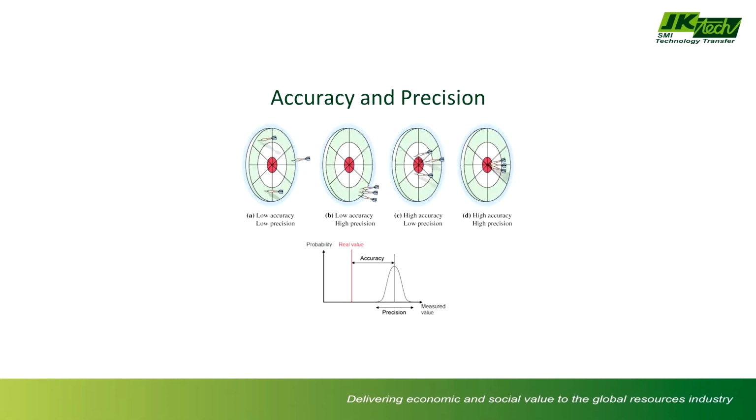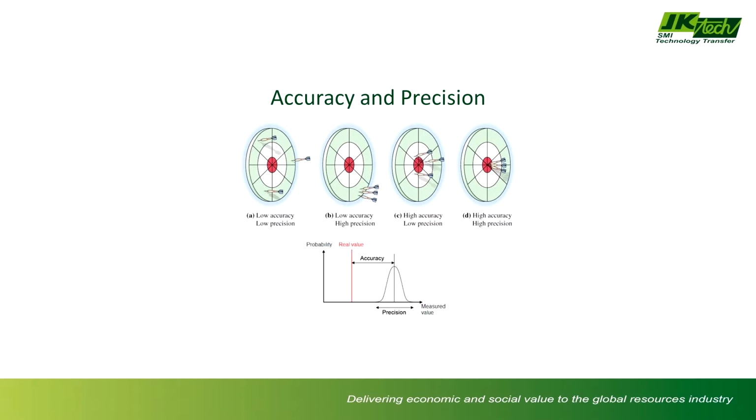A good graphical representation of this, which is often used, is a dartboard. Say you're taking 3 shots at a dartboard. You're taking 3 measurements of a sample. First time round, your measurements are very spread out and they're not near the bullseye. That is low precision and low accuracy. You're not near where you want to be and you're not getting good agreement between your measurements. Improving on that, you may get your 3 measurements very close together. So you're improving your precision. Your measurements are getting closer together, but you're still not accurate.